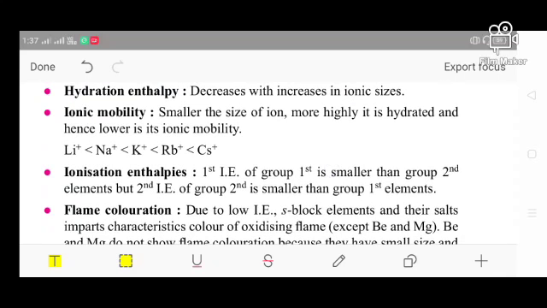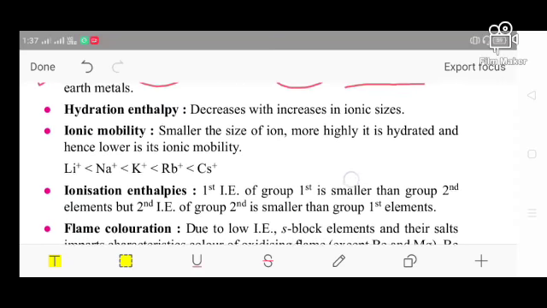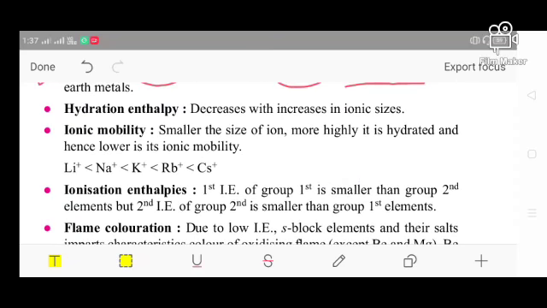When atoms or ions have a smaller size, they are more highly hydrated. They can be converted into ionic form very easily, and when totally converted into the ionic form, the ionic mobility is also decreasing. So you have to remember these things.